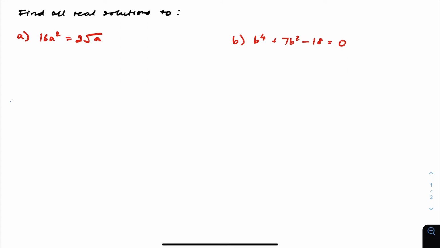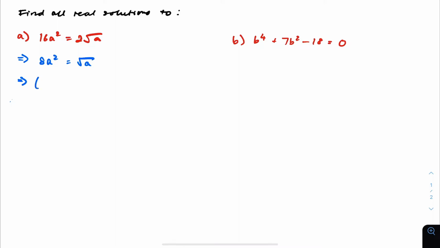Okay, so we're asked to find all real solutions to, firstly, 16a squared equals 2 root a. So what I'm going to do is first divide each side by 2 since they're both divisible by 2. So we're going to get 8a squared is equal to square root of a. Now it looks like we're going to have to square it to get rid of the square root, because otherwise it's just a bit more complicated to work with.